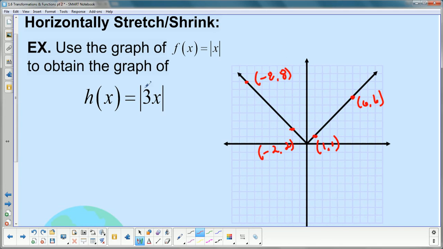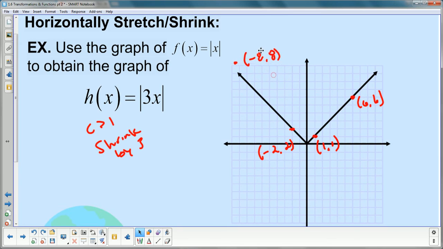Okay, so this is 3, which means c is greater than 1, which means this is a shrink by 3 units. Okay, and we want to divide then all of those x values by 3. And let's see what happens here. So I'm going to take my negative 8, divide it by 3, and that is actually going to give me a point that moves. Negative 8 divided by 3 is going to be negative 2 and 2/3. Okay, if I take negative 2 divided by 3, I get negative 2/3.